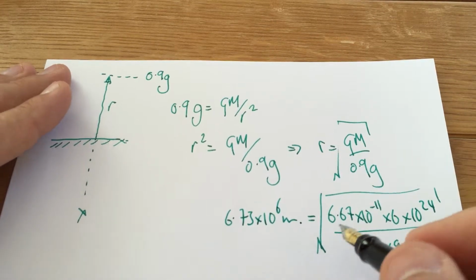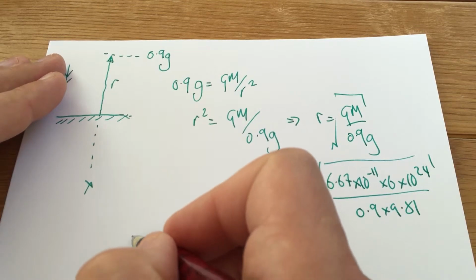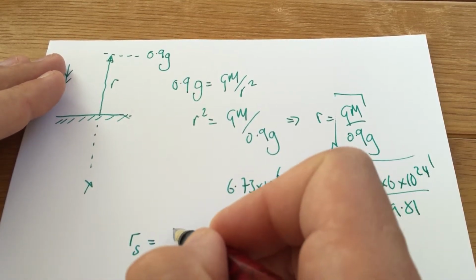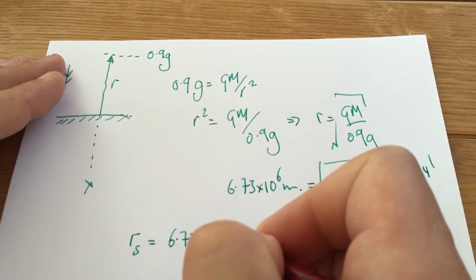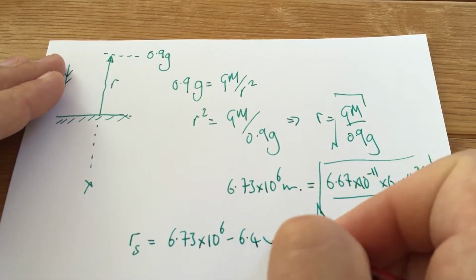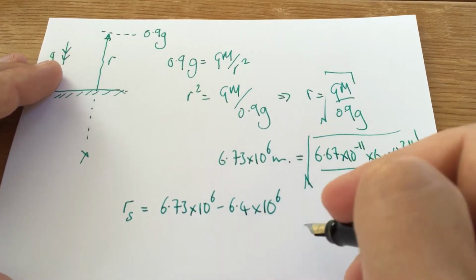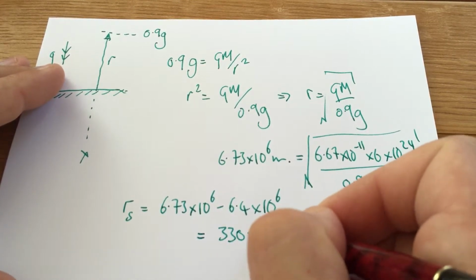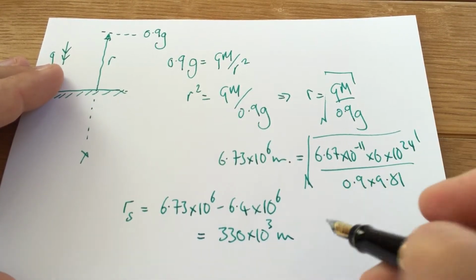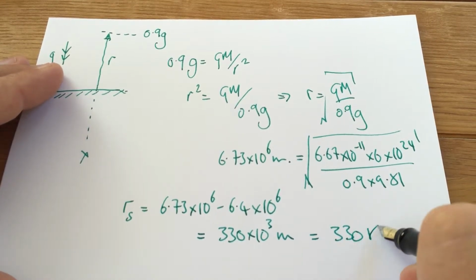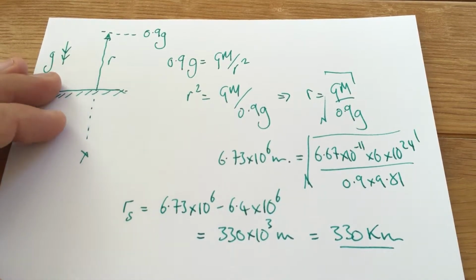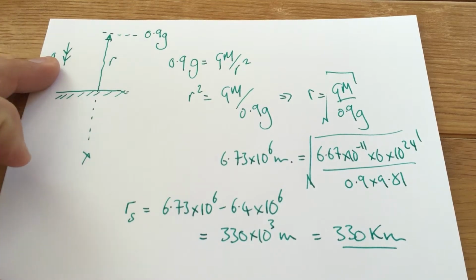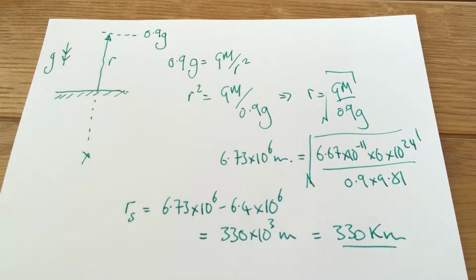Okay, that's from the centre of the Earth, so the distance from the surface is that minus the radius of the Earth, 6.4 times 10 to the 6 meters, which gives us 330 times 10 to the 3 meters, or 330 kilometers, and that's huge. So really, we can assume that g is fairly constant close to the surface of the Earth. It's the same for all activities which humans do on Earth.